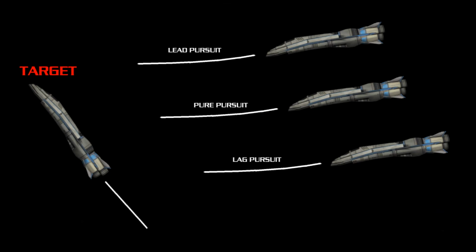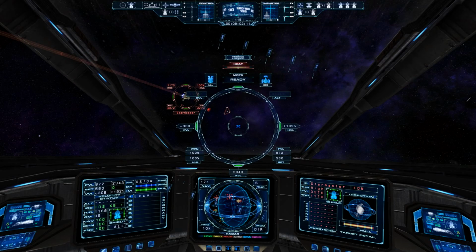A lead pursuit will allow you to meet up with the target ship significantly ahead of where it is flying, which is a good option for attacking with primary weapons that need to lead the target anyway. As soon as the lead indicator appears, you'll be ready to engage with primary weapons.